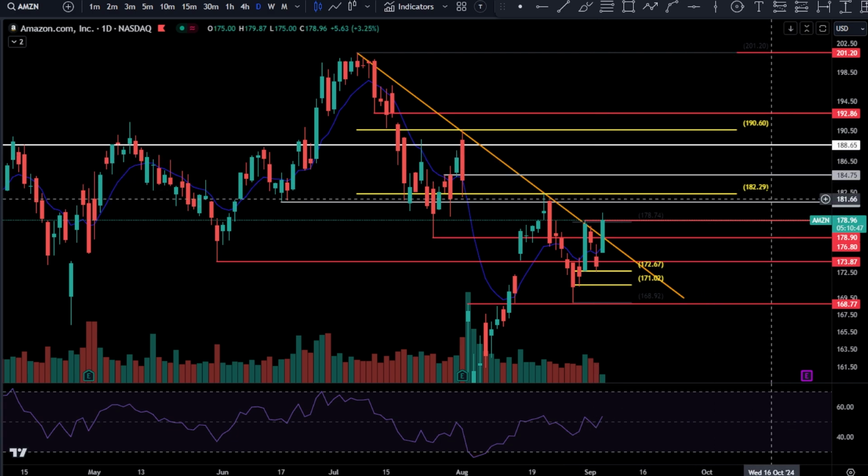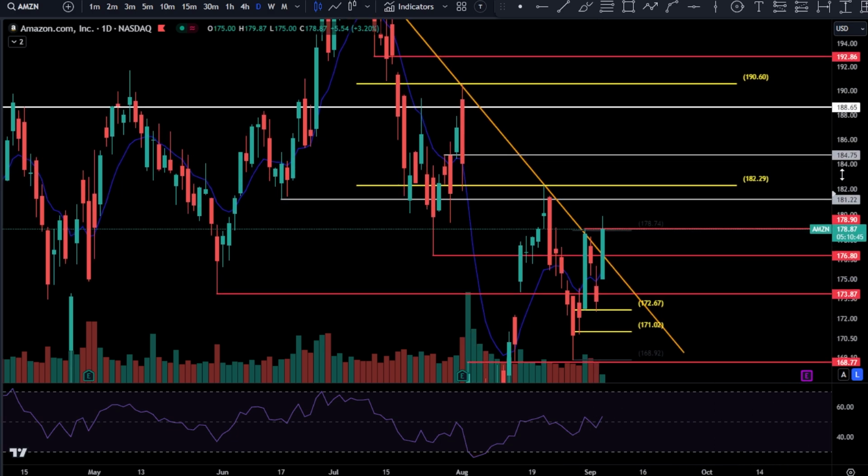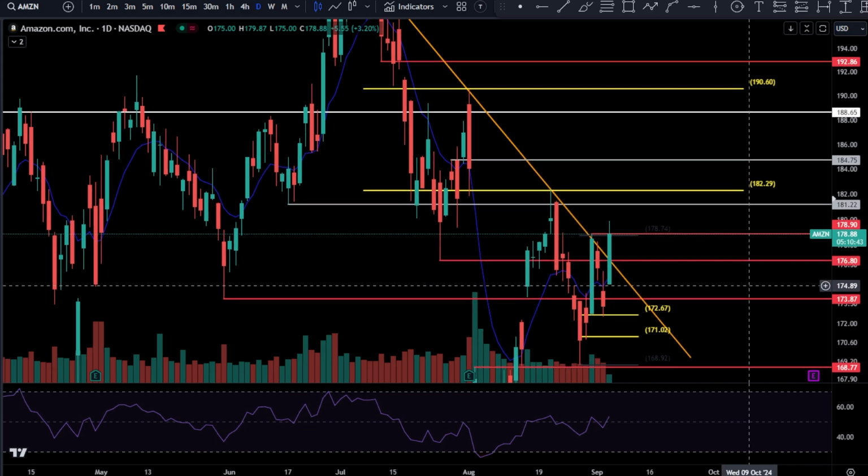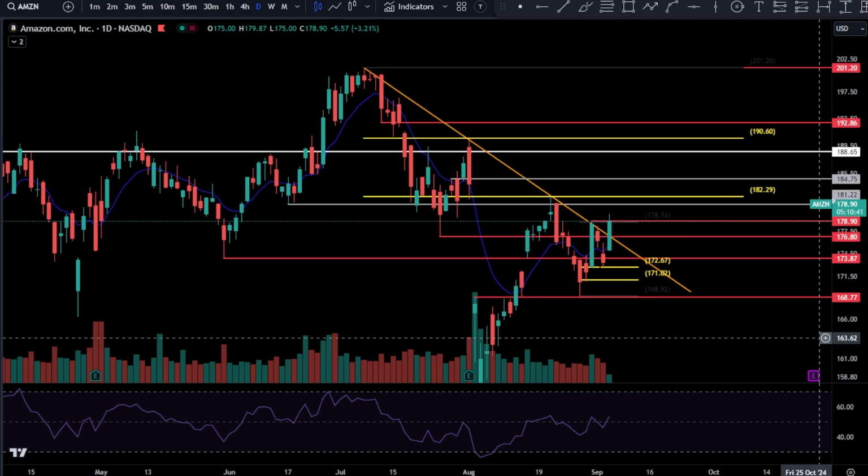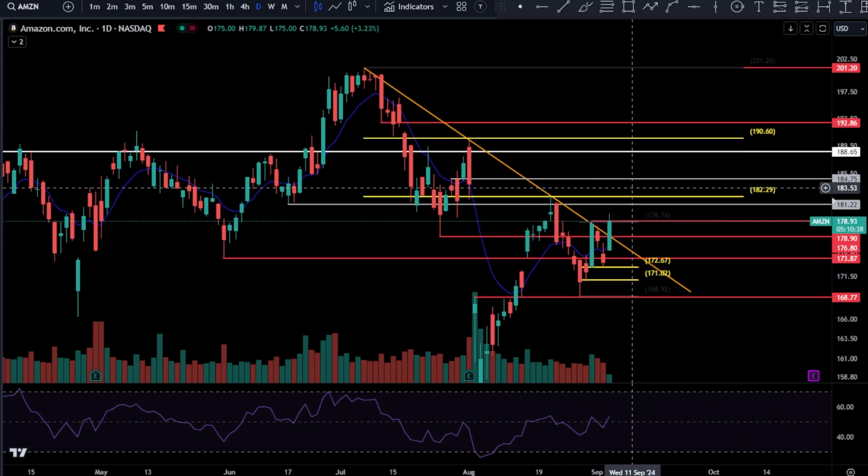All right. It wants to run. Support is going to be 176.80 under there, 173.87, but I don't think we're going to be revisiting down there. You bounced perfectly off that golden pocket, and now you're back up.